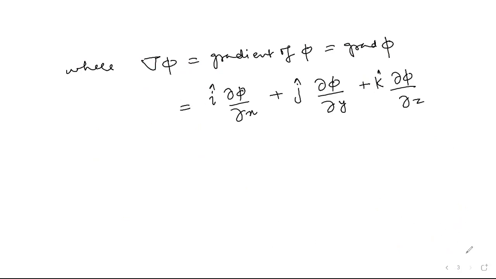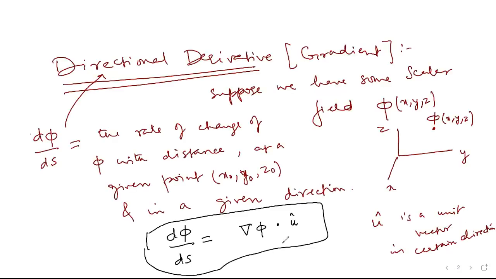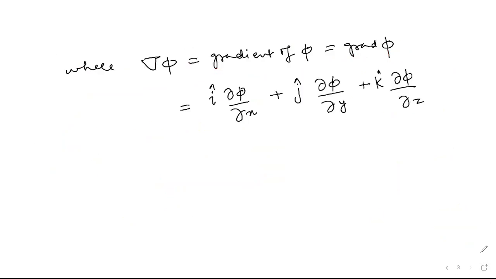Once I find this del phi, then I fix the point, I put the values of x, y, z, and that will specify the gradient at that particular point. Then I dot it with the unit vector in that direction and complete the process. This is the recipe for calculating the directional derivative of a given scalar field.